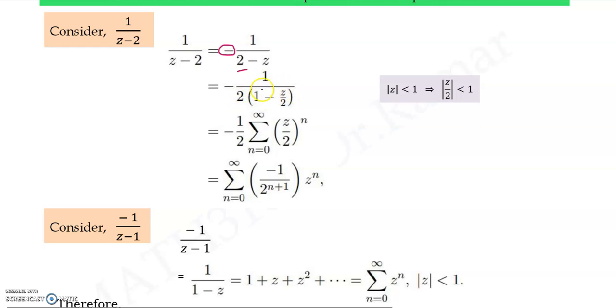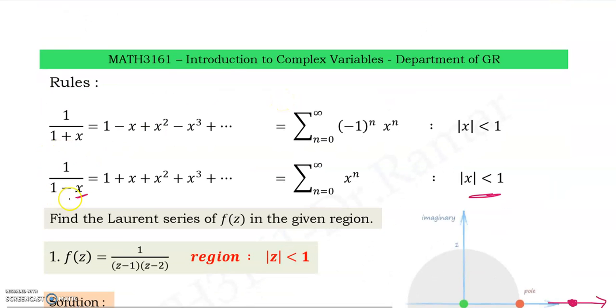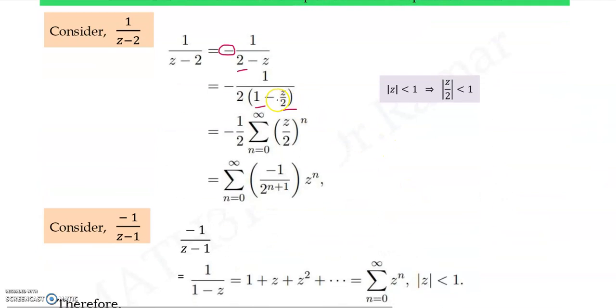Now you see this only in the denominator, 1 minus z over 2. Now here 1, and here is minus 2. But what is another condition to apply this rule? See here 1 minus x, but modulus of x should be less than 1. So here we have to confirm that, then only we can apply this rule.